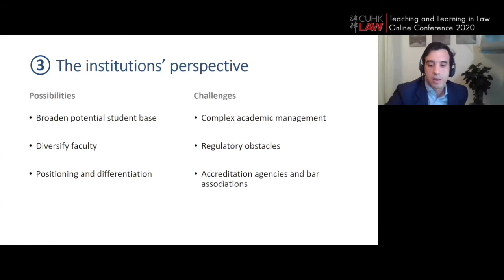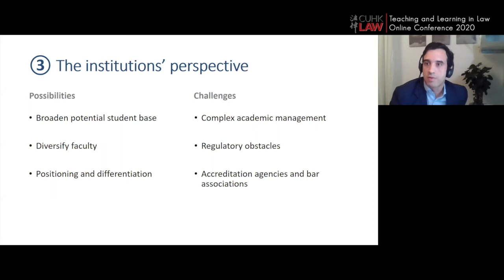And finally, let me say a few things about the possibilities and challenges that this methodology raises from the perspective of institutions, and I will conclude with this. Before I say anything, I must say that I don't have and I've never had any managerial responsibility, so I speak with utmost caution when I address this issue.